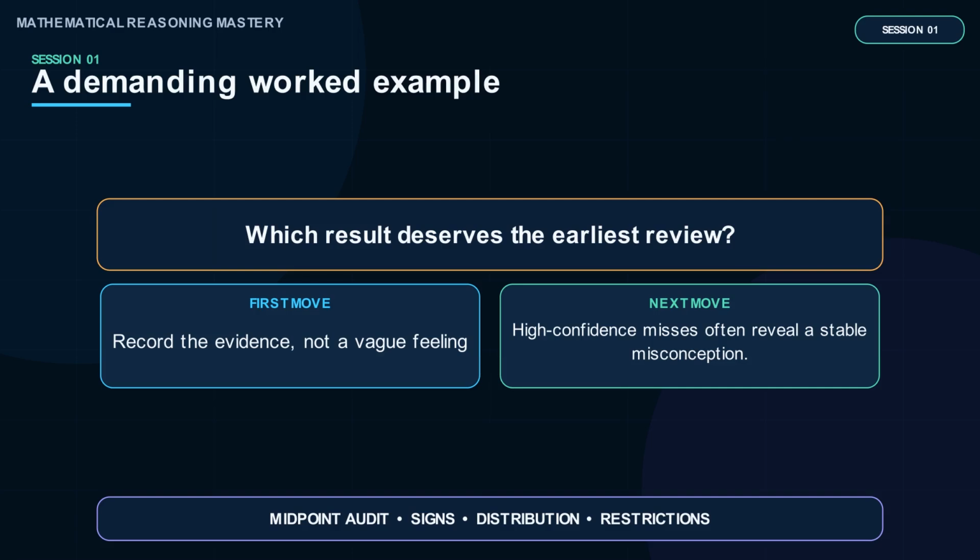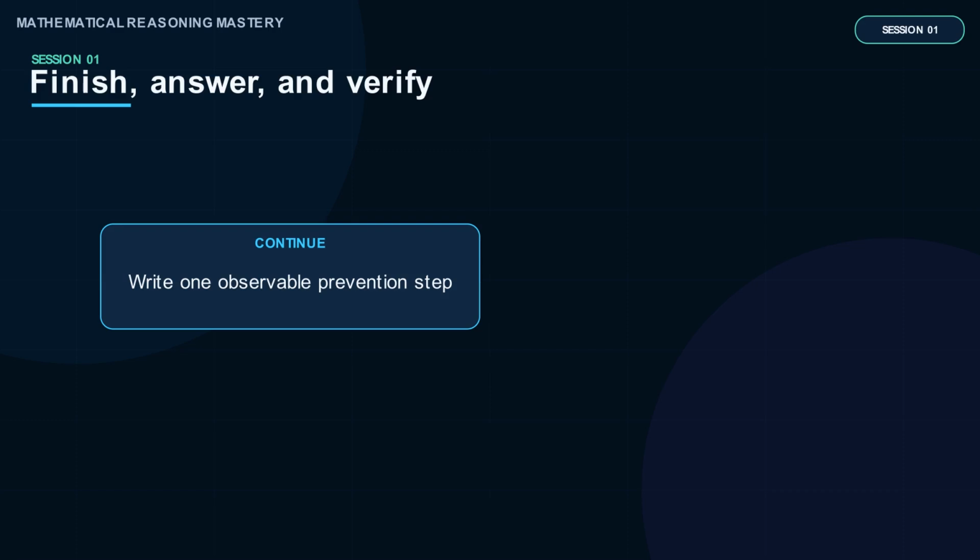Pause for a midpoint audit. Check copied values, signs, units, restrictions, and whether the current result is the requested quantity or only an intermediate value. Continue by applying this control. Write one observable prevention step. The explanation supports one option without relying on its position.